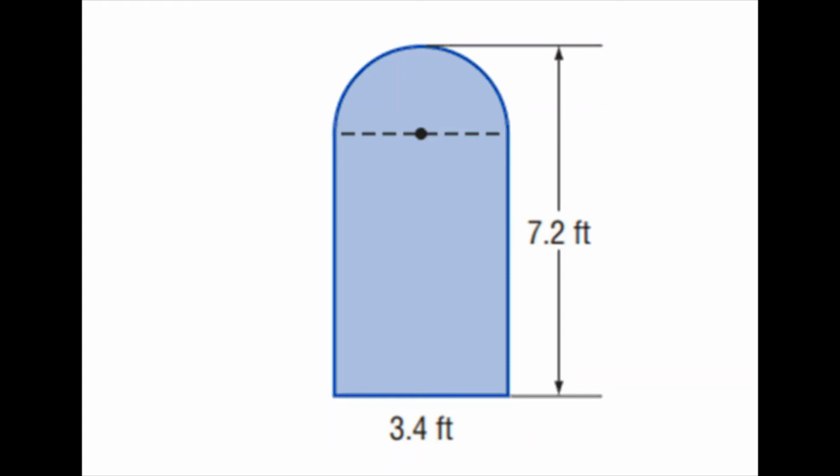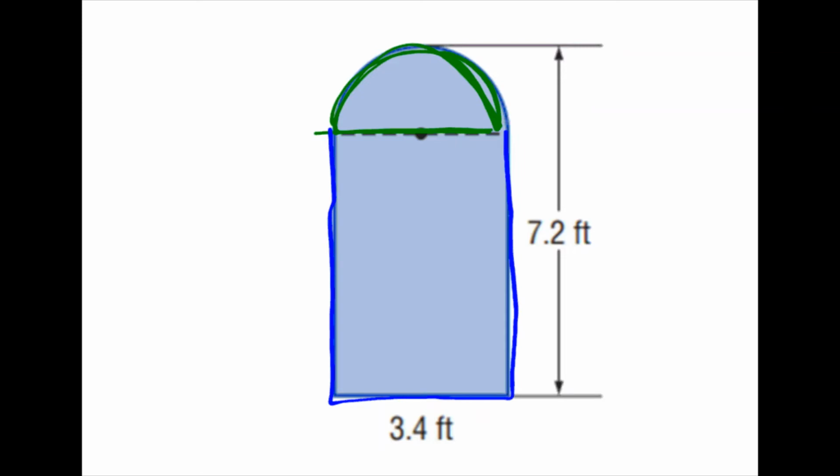All right, we are looking for the area of that shape. I have a rectangle on the bottom and a half circle on top of it. So I have this green half circle, and I'm going to keep it blue. Maybe that's not the best color, but I'll probably change colors at some point.